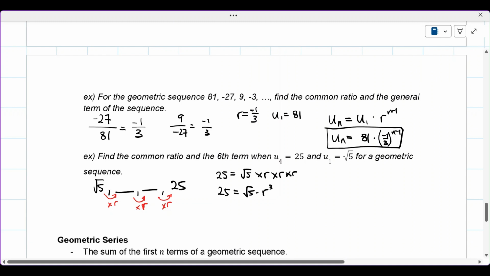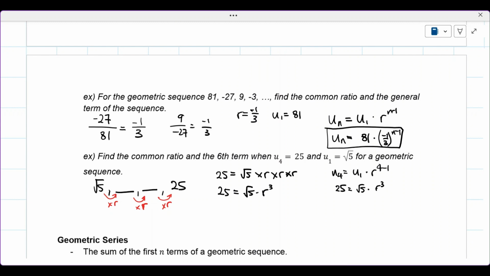Which is 25 is equal to square root of 5 times r to the power of 3. By the way, I could use the formula as well, because u4 is equal to u1 times r to the power of 4 minus 1. So then u4 is equal to square root of 5 times r to the power of 3. So you get the same idea. u4 was 25 here. So now let's try to solve this equation. How do I do that? Well, I think I'll have to use the calculator here, because if I divide both sides by square root of 5, it becomes 25 divided by square root of 5 is equal to r cubed.